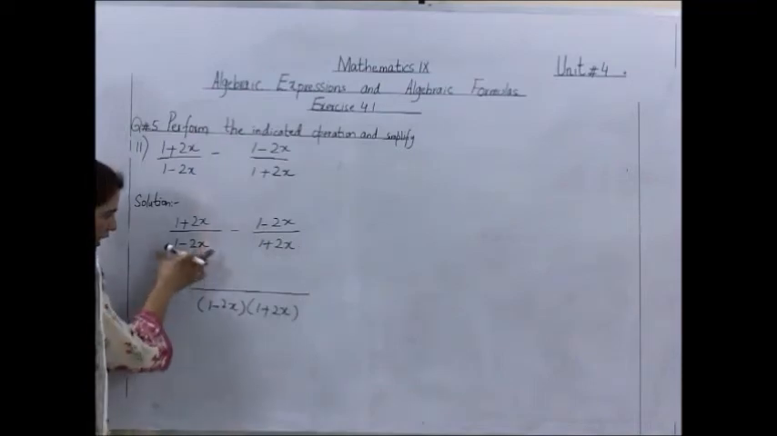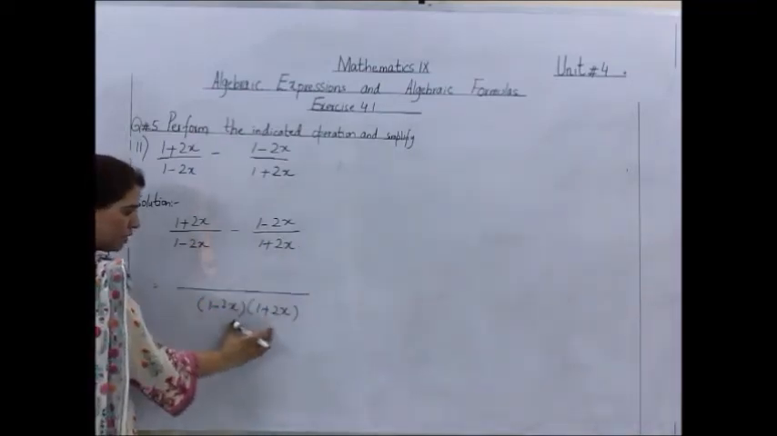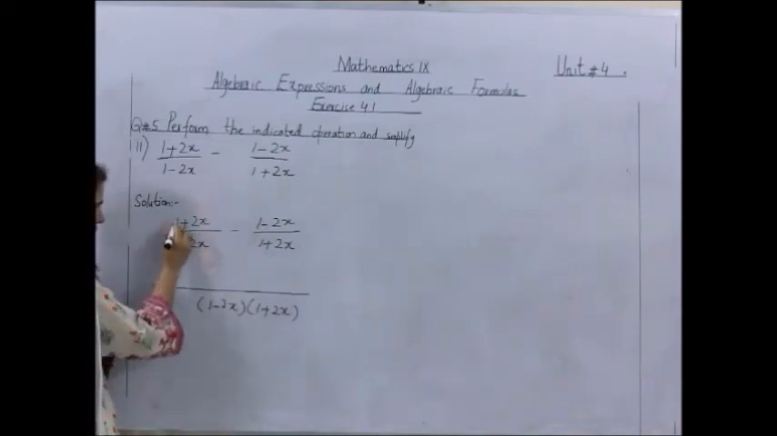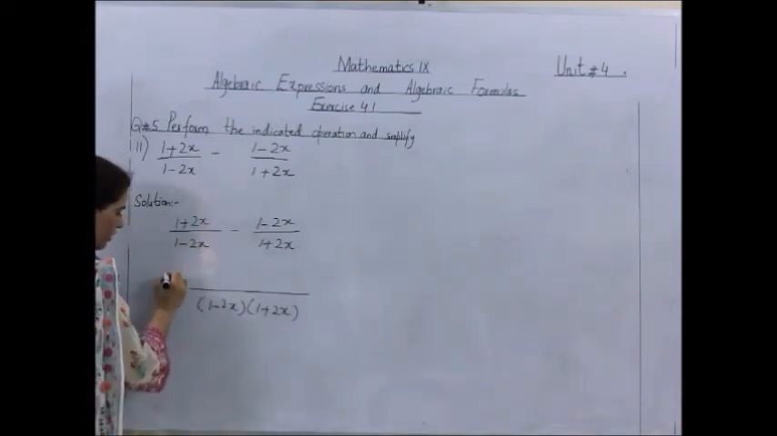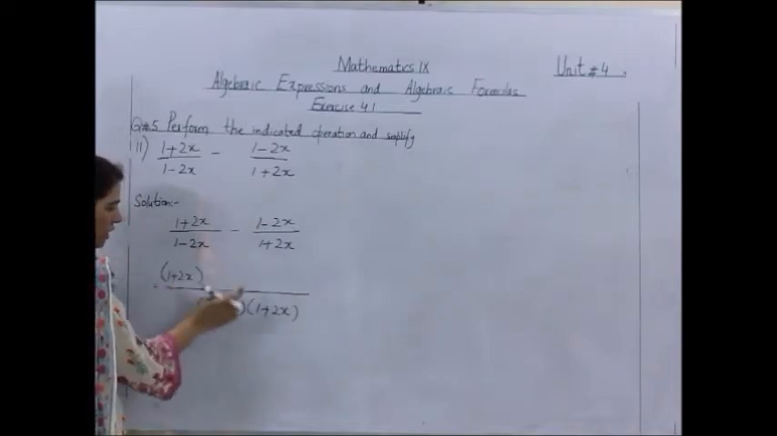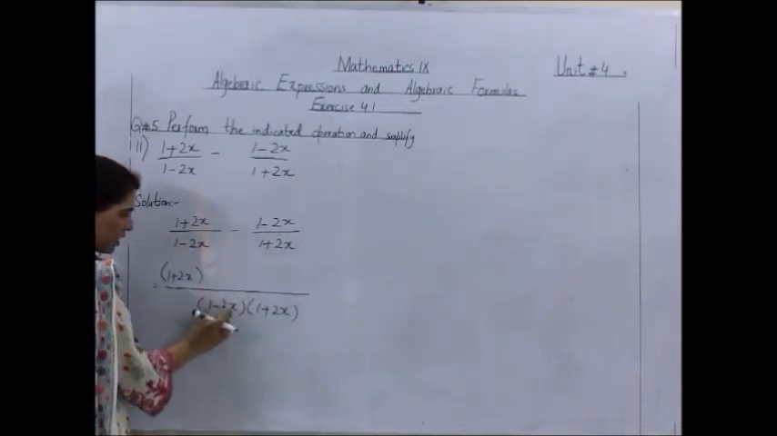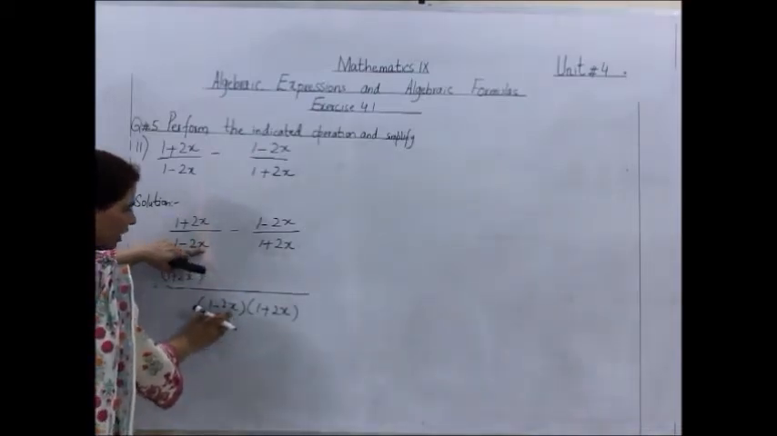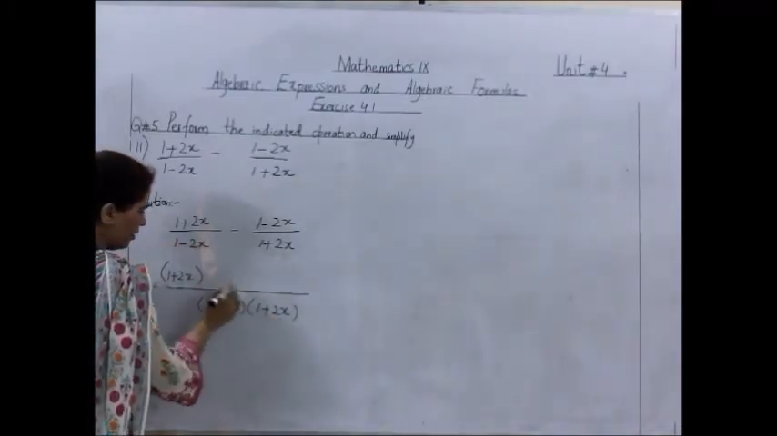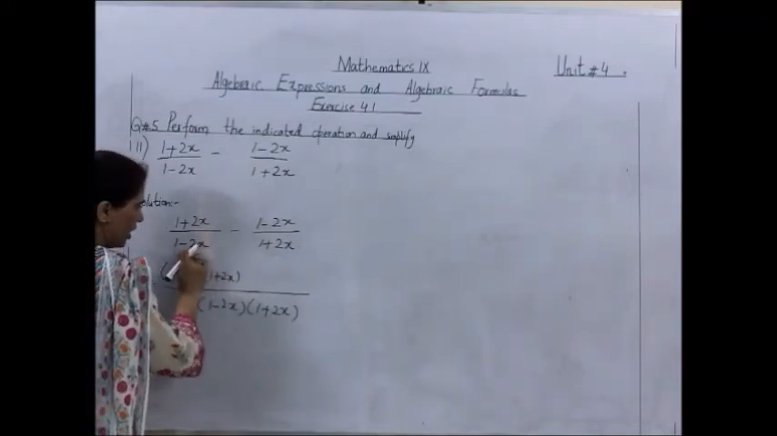अब हम करते क्या हैं? जब हम LCM ले लेते हैं तो हमें क्या करना होता है? जो हमारा न्यूमरेटर होता है, we multiply the numerator with the different expression. 1 minus 2x is there, 1 minus 2x is there. We leave this and we will have 1 plus 2x.